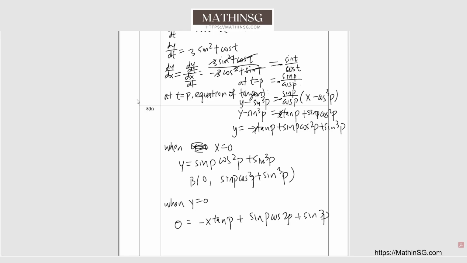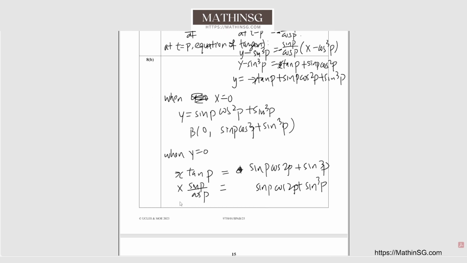Okay, I'll bring this over because I need to make x the subject. So erase this. Okay, so tangent is sine over cosine. Okay, this is equal to sin p cos 2p plus sin cubed p. Then I want to find what is x, right? So I will divide everything by sin p over cos p.